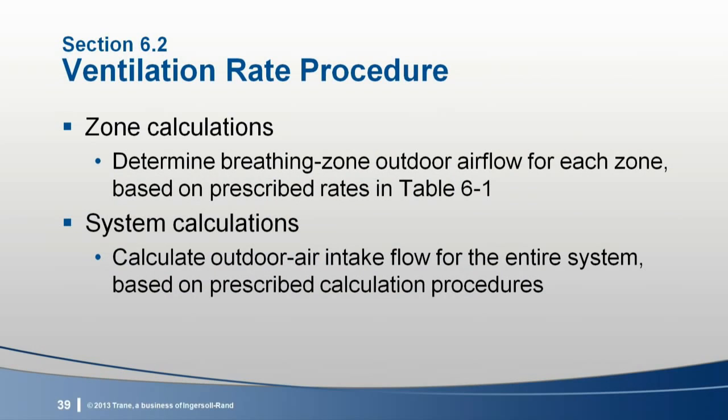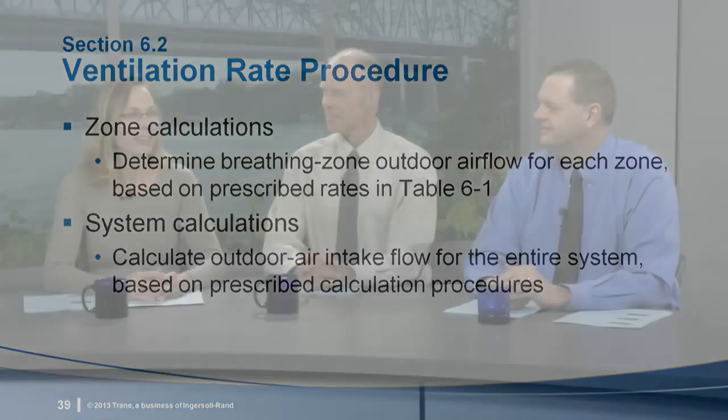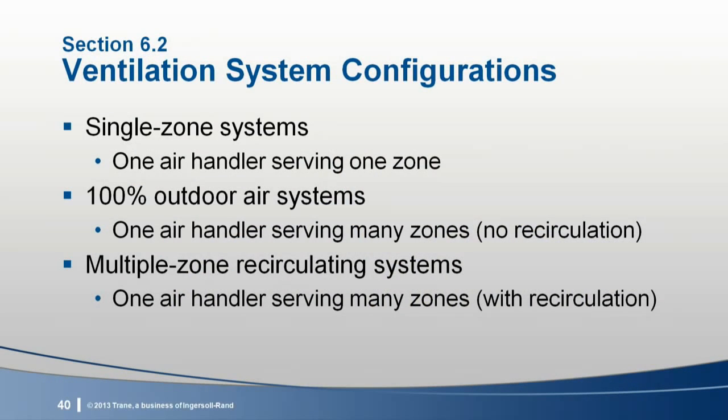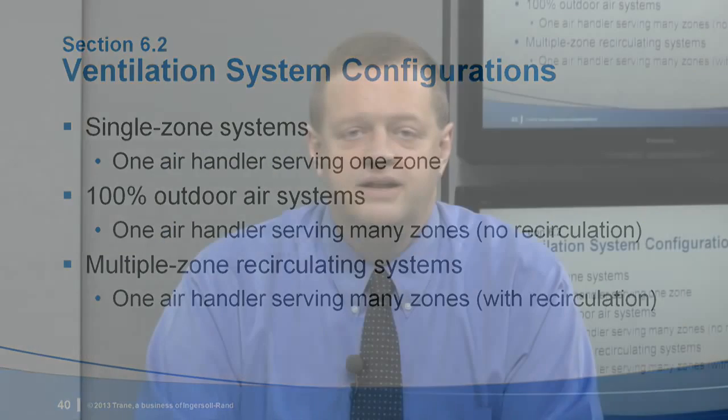This involves calculating the outdoor airflow needed at the intake for the entire system and builds on the zone calculations we just reviewed. John? The ventilation rate procedure of Standard 62 defines 3 ventilation system configurations: single zone, 100% outdoor air, and multiple zone recirculating systems. The procedure for calculating the system-level outdoor air intake flow differs for each of the configurations. But in each case, the system calculations build on the same zone calculations that Paul just explained.